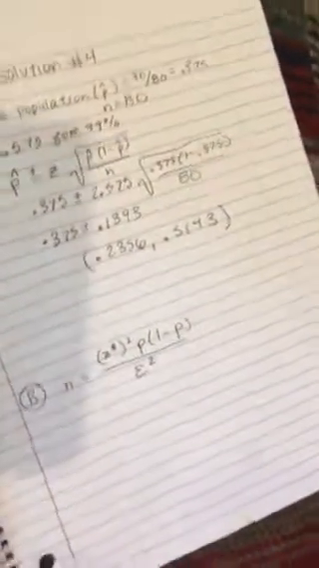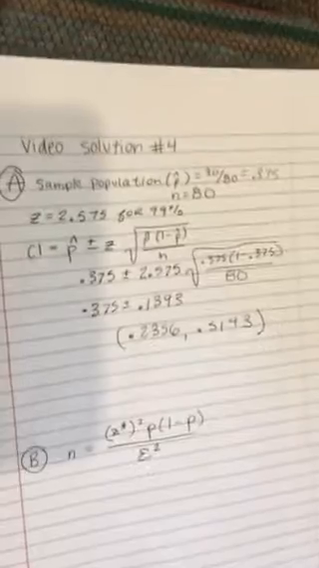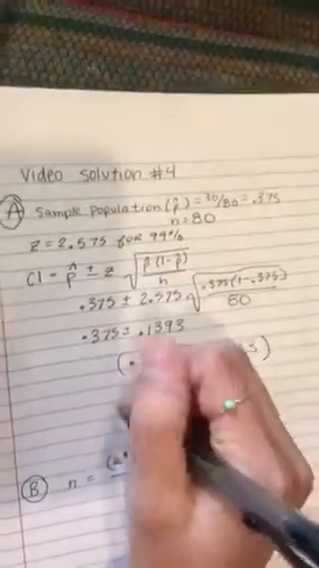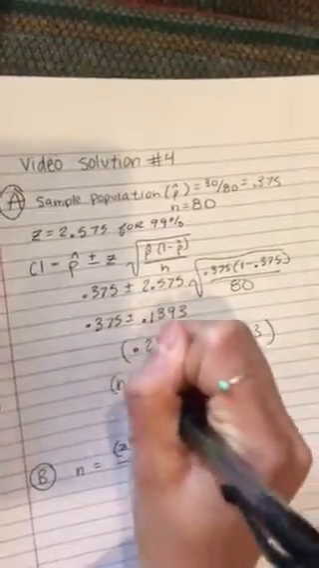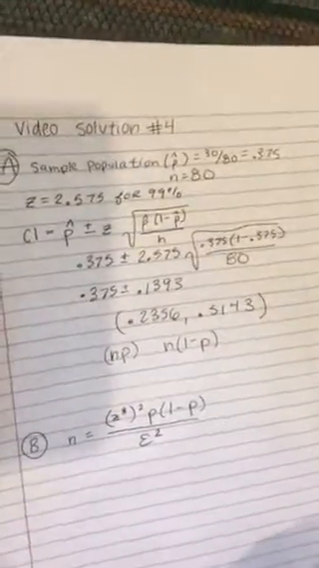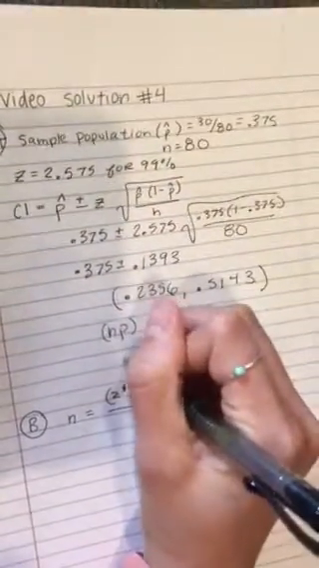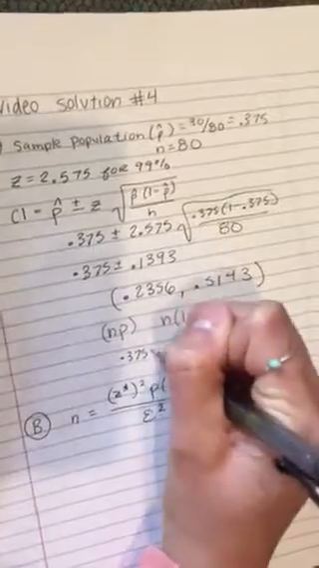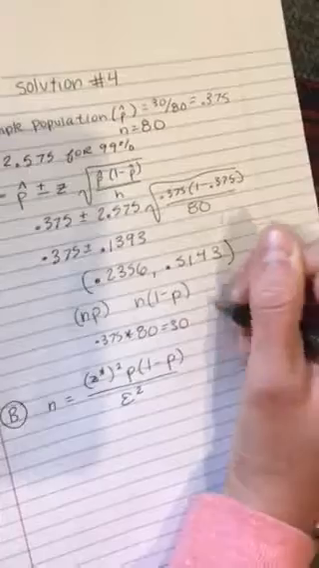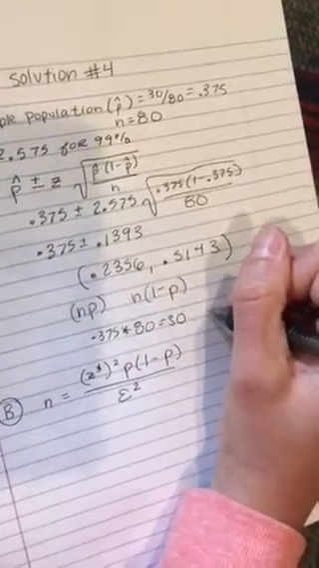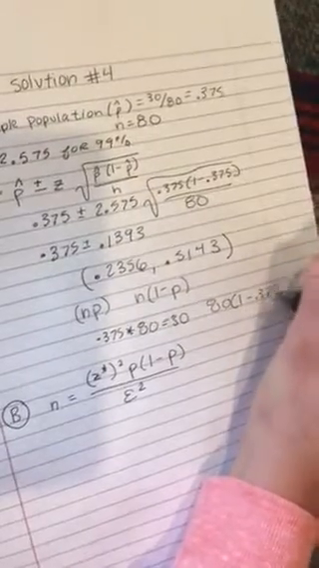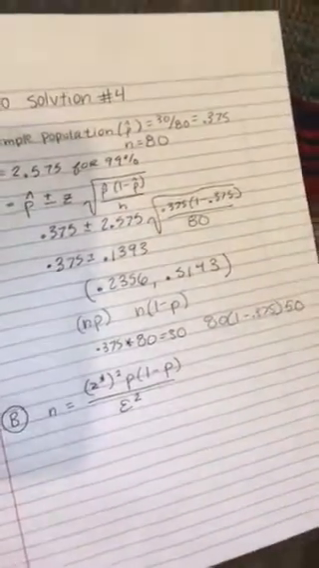And then we want to make sure that the conditions required for this confidence interval are valid, and so we find that by making sure that n times p and n times 1 minus p are both higher than 10. So 0.375 times 80 gives us 30, and 80 times 1 minus 0.375 gives us 50, so this is valid.